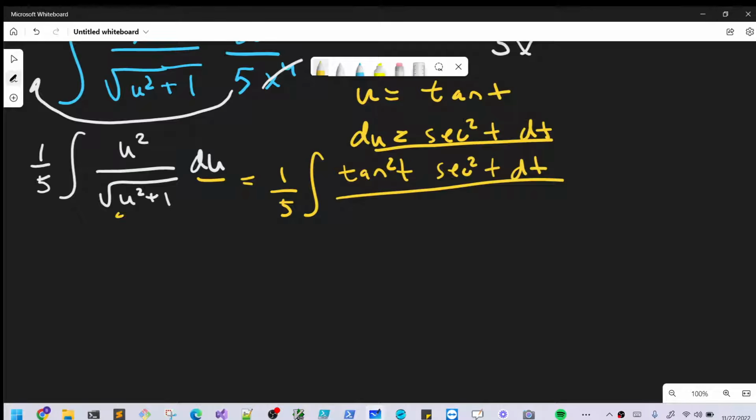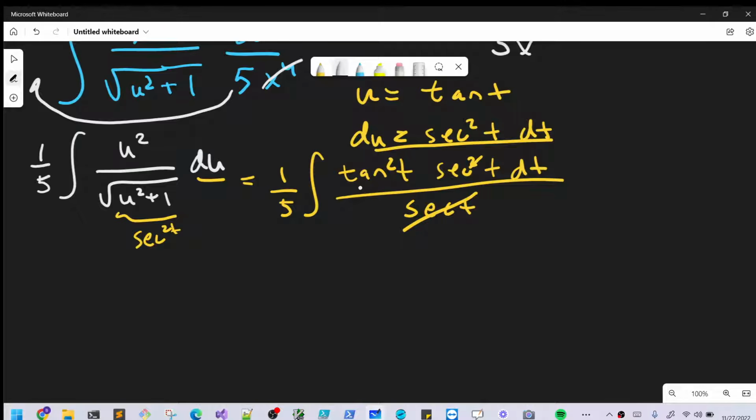In our denominator, this is going to be tan squared t plus 1, but that's the same thing as secant squared t, but it's in a square root, so it's just going to give us a secant of t. So that's going to allow us to cancel one of these with one of these. So then we're just left with this trig integral.